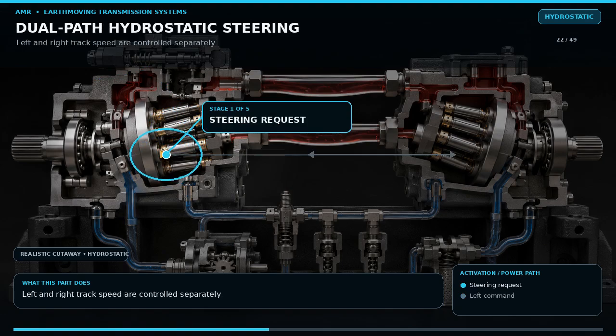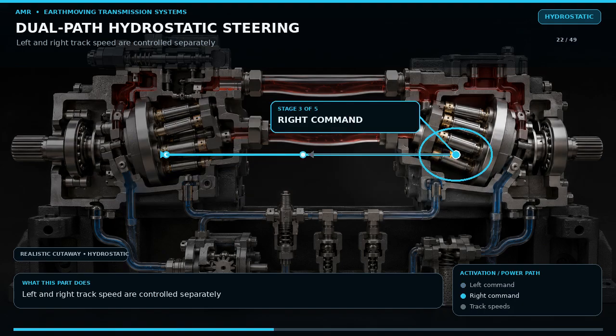Compact track loaders and hydrostatic dozers often use two drive paths, one for each side. Each path may have its own pump and motor, or a shared pump arrangement with separate control. Command both sides forward at equal speed and the machine travels straight. Reduce flow to the left motor while maintaining the right side and the machine turns left. Reverse the left side while the right continues forward and the machine counter-rotates.